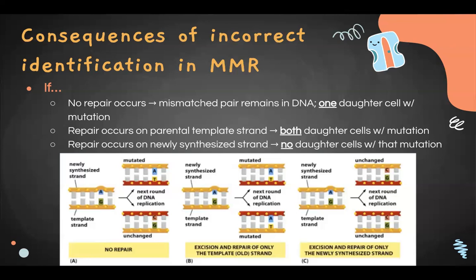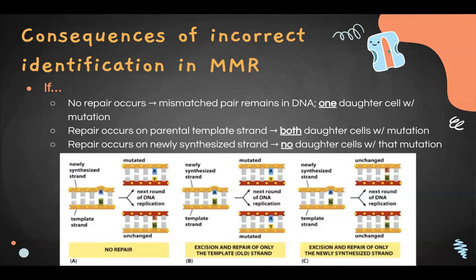And then the other scenario is if the MMR pathway were not able to identify which strand it needed to fix. So for example, if it fixed the G instead of the A, this G would get turned into a T, so it would correctly base pair with A. And then when this DNA went through another round of replication and the strands separated, you would wind up with 2 mutated DNAs with incorrect base pairing.